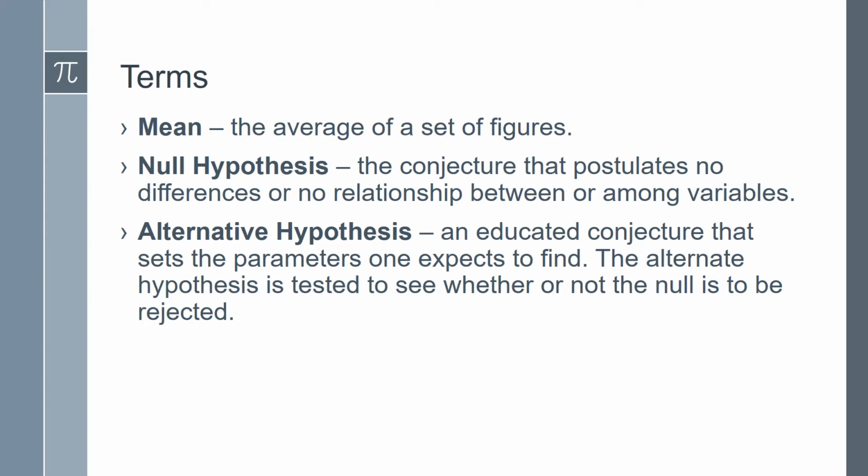And the last term that we have is alternative hypothesis. The definition is an educated conjecture that sets the parameters one expects to find. The alternative hypothesis is tested to see whether or not the null is to be rejected. And it's denoted by either an H subscript 1 or H subscript A for alternative.